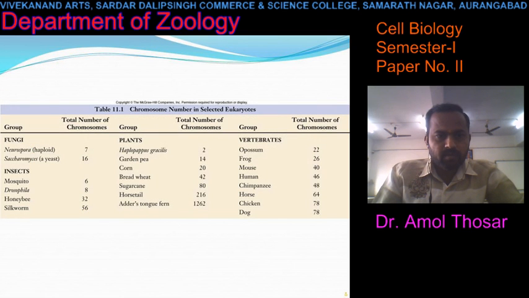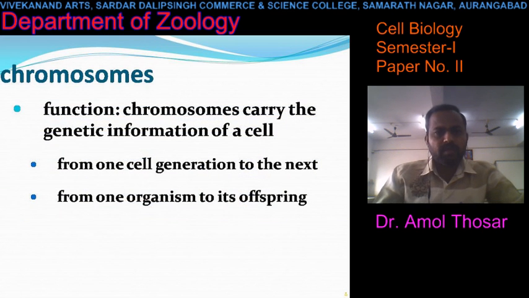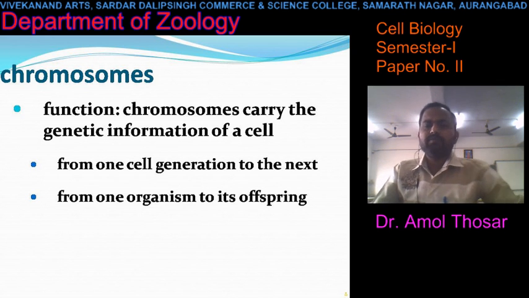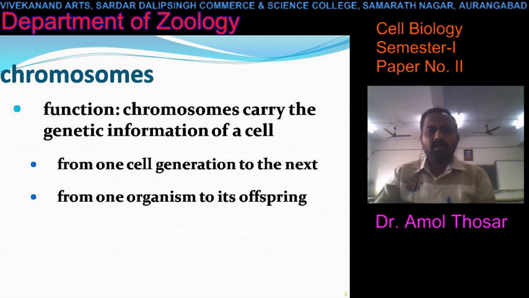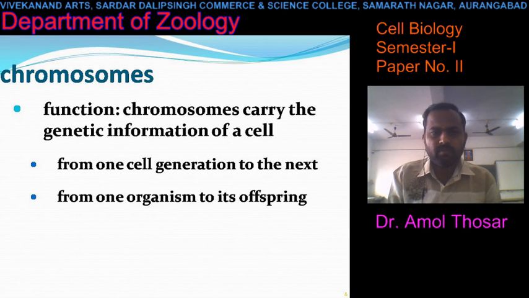These are the chromosome numbers in selected eukaryotes, like some fungi, insects, plants, and some vertebrates. There are different numbers of chromosomes present within the genetic makeup of a particular individual. Then the function of chromosome: chromosomes carry the genetic information of the cell, from one generation to the next, from one cell generation to the next, and from one organism to its offspring.